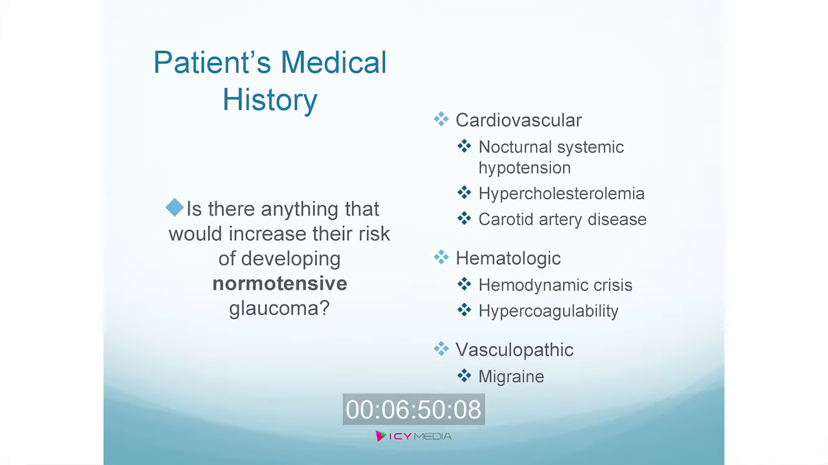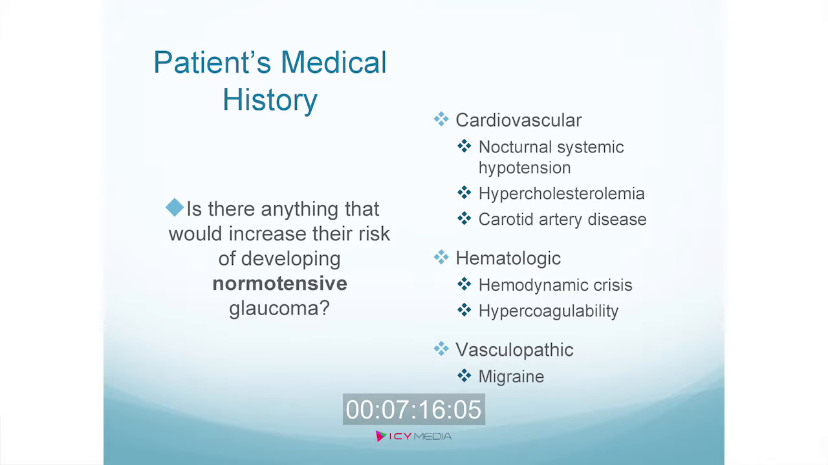What about high cholesterol or diabetes or a microvascular disease that results in poor perfusion to the nerve? What about a carotid artery problem? Right? The carotid artery feeds the ophthalmic, feeds the central retinal. What if there's some kind of blockage there? The patient's not going to get the blood supply that they need, and it may result in a normal tension glaucoma situation. Hematologic disorders, a hemodynamic crisis.